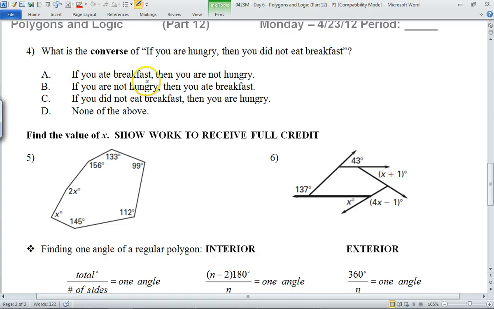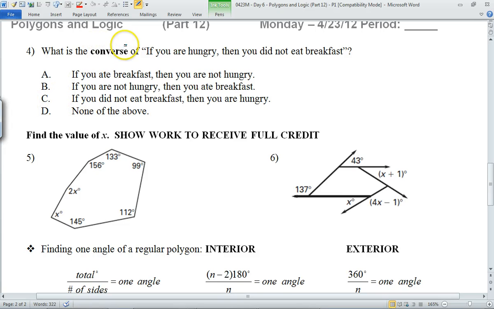What is the converse of this statement? Show me on your fingers the converse of the statement. Put them up. Or have you not had time to read it? All right, in my first period class, everybody voted for C.